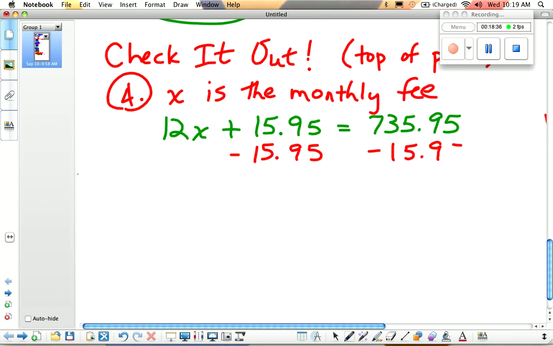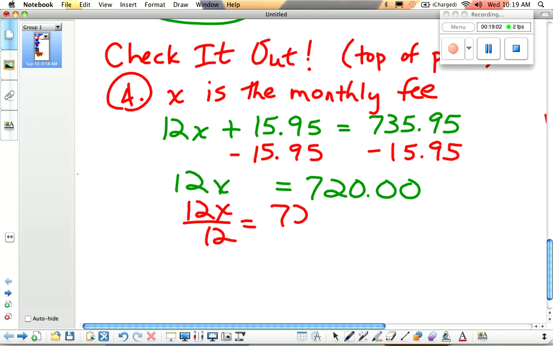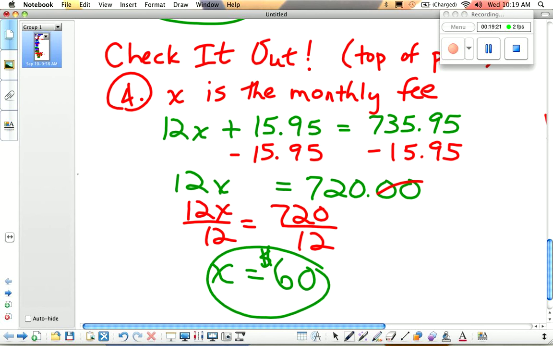Really not that hard. They use friendly numbers. Look, there's that 12 and 72 again. 6. Yeah. But then we got that 0, don't we? So I can ditch these guys, can I? Yeah. Okay. And so x equals 6 goes in there 6 times. We got that 0 there, so 60. And 60 what? Dollars, because it's a monthly fee, isn't it? So we want to make sure we give a label to it.